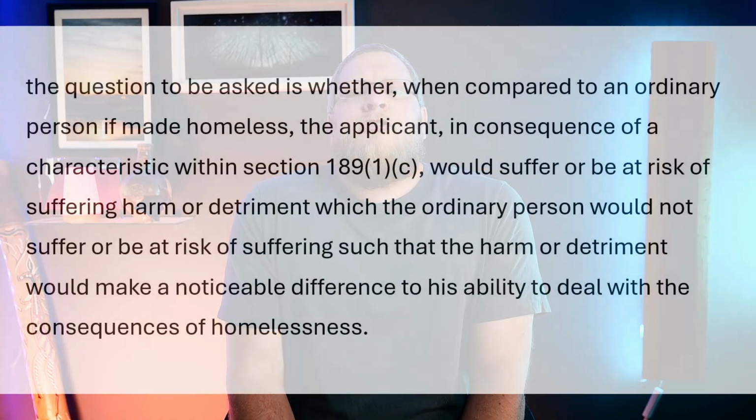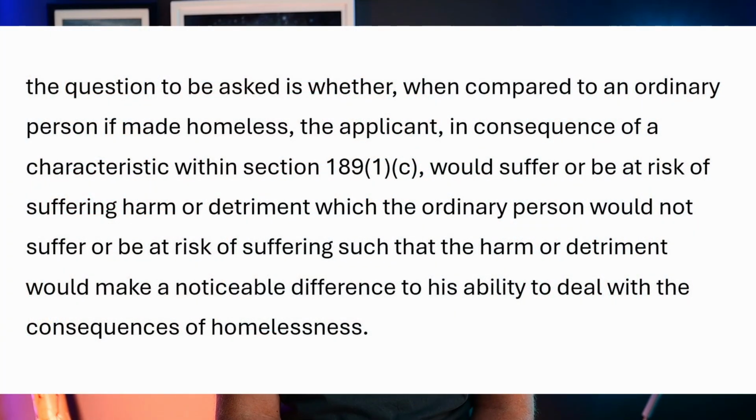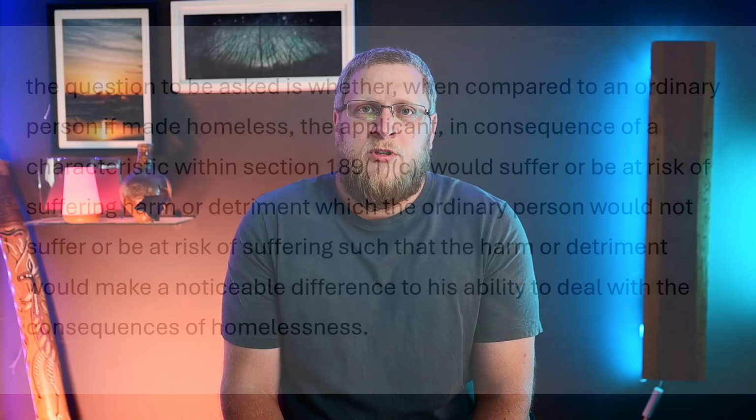So the question to be asked is whether, when compared to an ordinary person if made homeless, the applicant, in consequence of a characteristic within section 189(1)(c), which is the list we just kind of looked at from the Code of Guidance, would suffer or be at risk of suffering harm or detriment which the ordinary person would not suffer or be at risk of suffering, such that the harm or detriment will make a noticeable difference to his ability to deal with the consequences of homelessness. So as I say, why they didn't make that more straightforward, I just don't know.